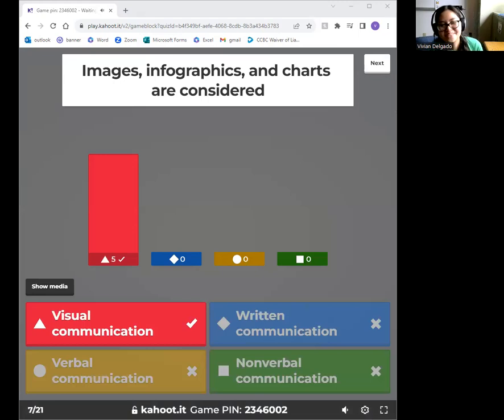Yes, so you all got it right. So it is visual communication, and you may be wondering, well, could it be nonverbal and written communication? But the reason why it's visual communication is because it's conveying either those infographics or charts or images. They're conveying their own meaning, their own message. So that was a tricky one, but y'all got it right.